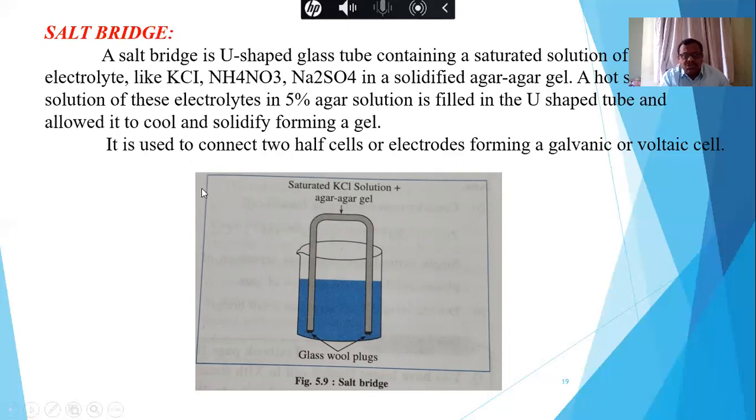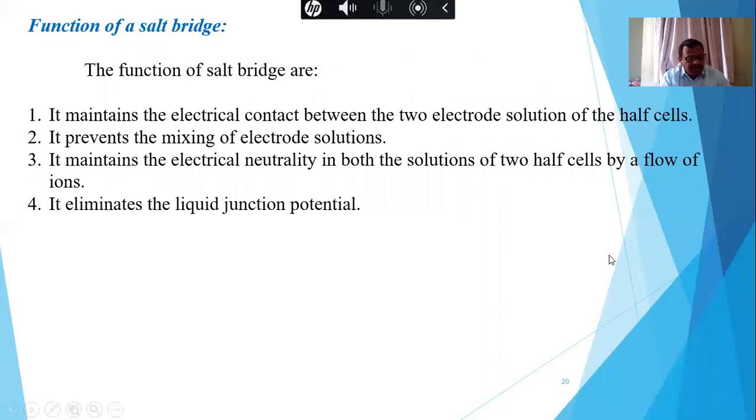This salt bridge is used to connect two half cells or two electrodes, forming a voltaic or a galvanic cell. The functions of the salt bridge are as follows. As you all know, this salt bridge is used to connect the two half cells. It plays a very important role. The first function is that it maintains the electrical contact between the two electrolytic solutions of the two half cells.